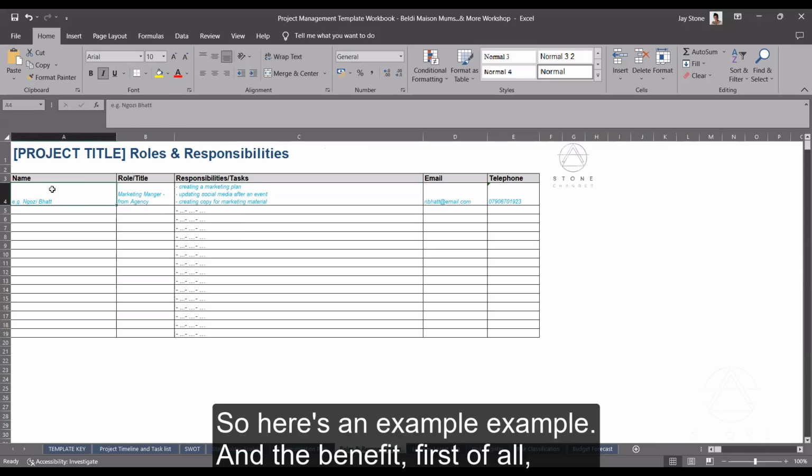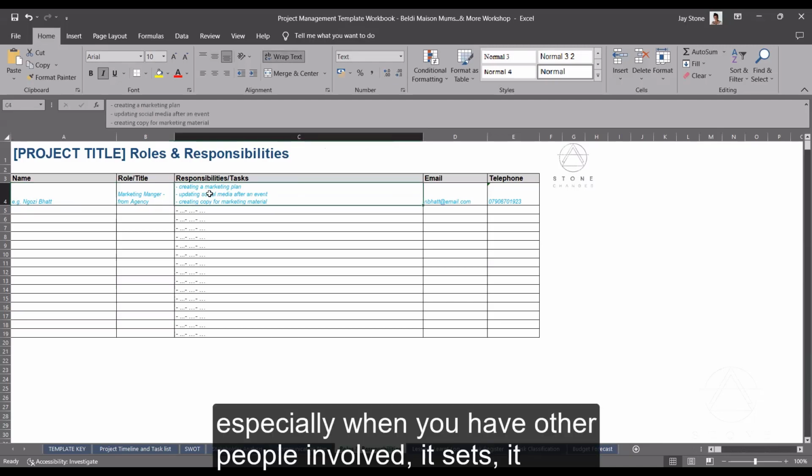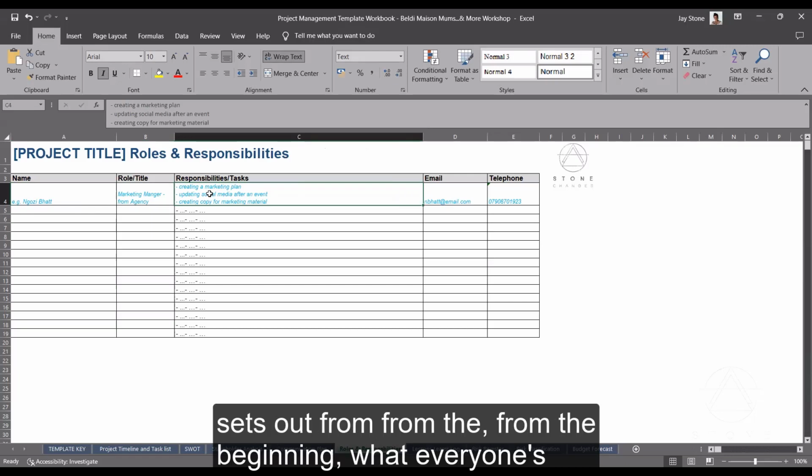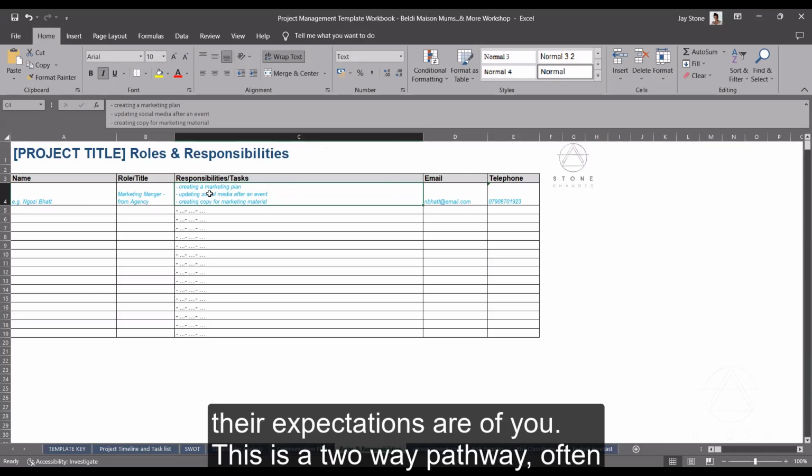So here is an example, and the benefit, first of all, of having roles and responsibilities is that, especially when you have other people involved, it sets out from the beginning what everyone's responsibilities are, what your expectations are of them, what their expectations are of you. This is a two-way pathway.